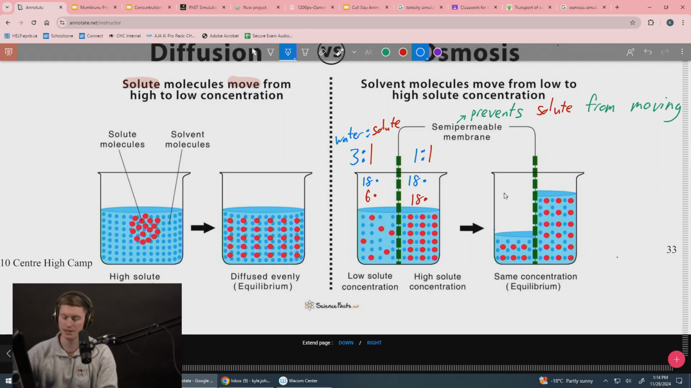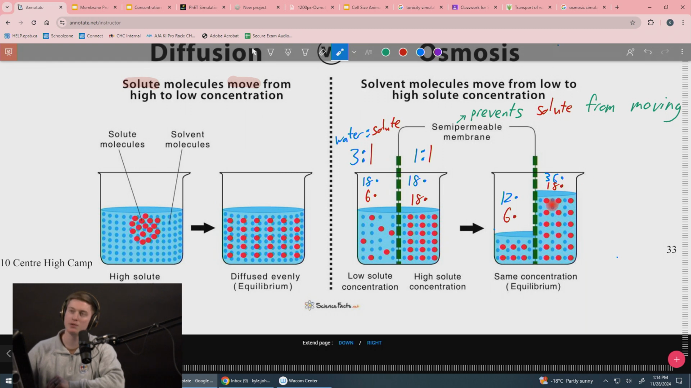So we end up with, in this second picture, 12 water molecules, and we have 6 solute molecules. And then we have 36 water molecules on this side, and 18 solute molecules on this side. Now, if you're adding up these numbers, you'll see that we've created water molecules somewhere. Pretend we didn't create water molecules. This is just for the sake of the demonstration.